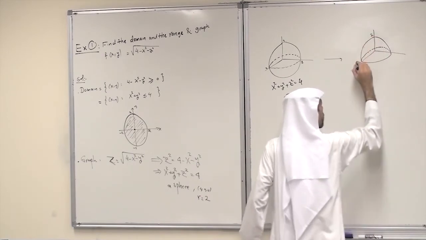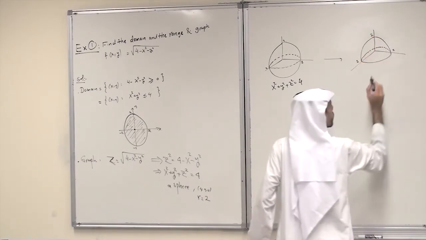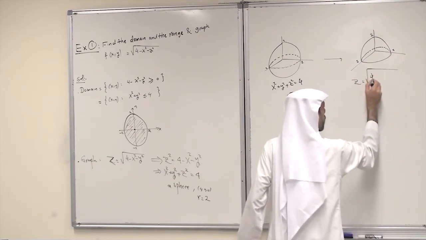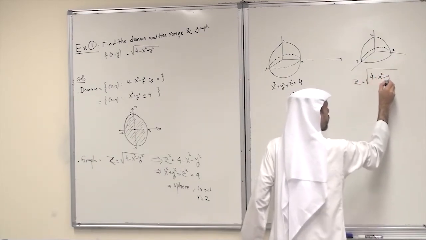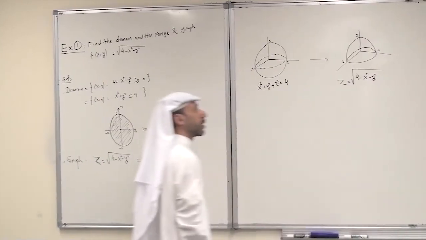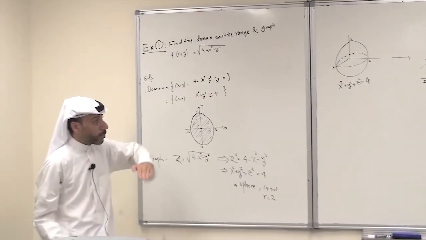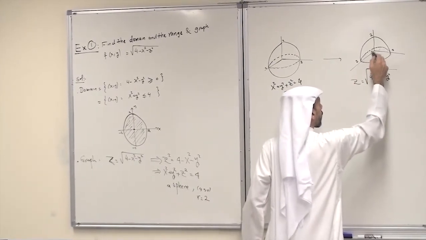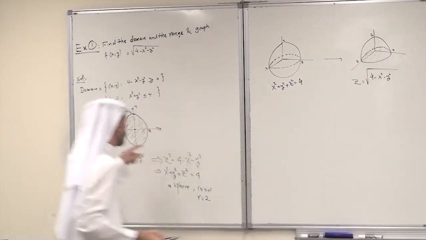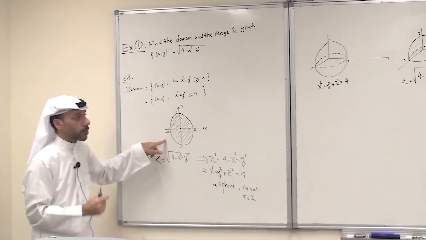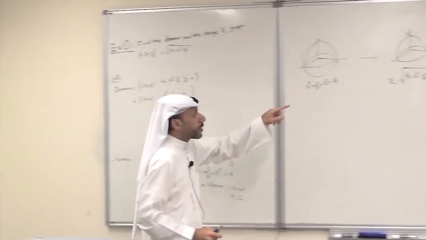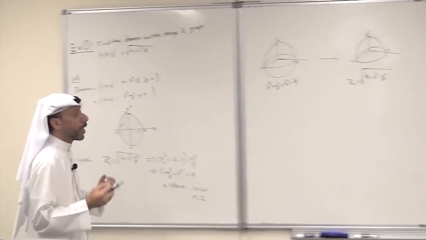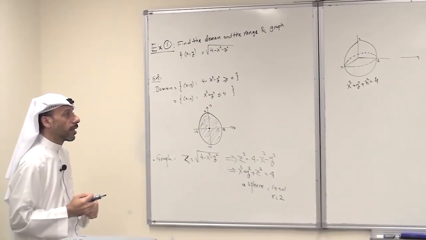So this is 2, and this is 2, and this is 2. And this gives us the graph of the function, the square root of 4 minus x squared minus y squared. And notice in the base, in the xy plane, this part here, the floor, is just the domain of the function. So this is the graph, the upper part of the sphere of radius 2 and center the origin.